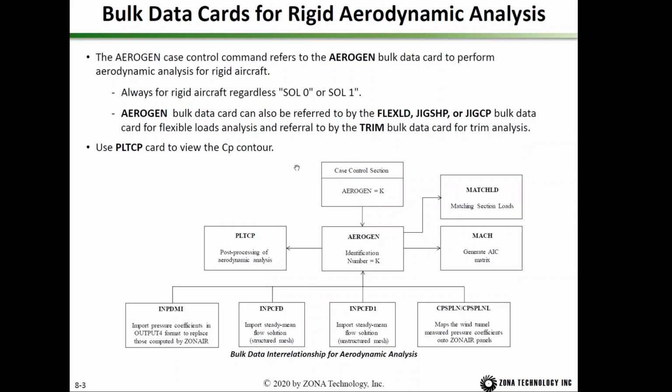AEROGEN always computes the rigid CP, even if you specify solution 1 in the executive control section and then import the structural finite element solution for flexible load analysis, but AEROGEN always computes the CP on the rigid aircraft. And AEROGEN also can be referred to by other cards like FLEXLD, JIGSHAPE, JIGCP, and TRIM card. And you can use PLOTCP to plot the CP contour.